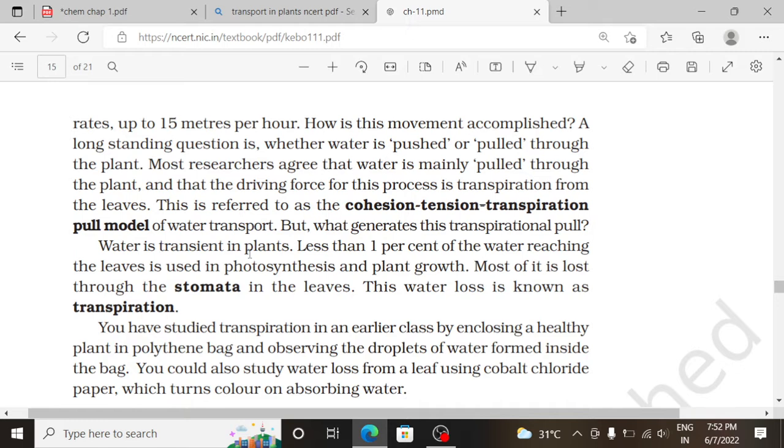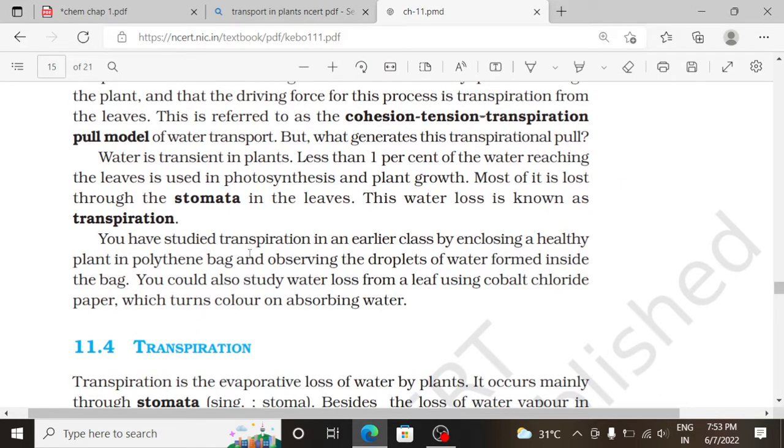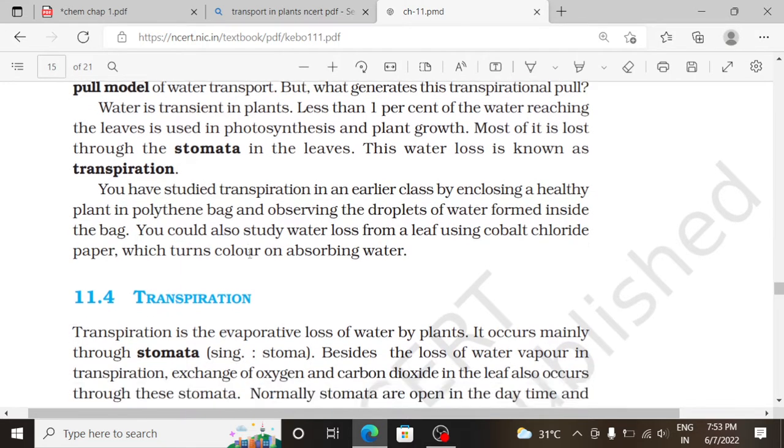But what generates this transpirational pull? Water is transient in plants. Less than 1% of water reaching the leaves is used in photosynthesis and plant growth. Most of it is lost through the stomata in the leaves. This water loss is known as transpiration. You have studied transpiration in an earlier class by enclosing a healthy plant in a polythene bag and observing the droplets of water formed inside the bag. You could also study water loss from a leaf using cobalt chloride paper, which turns color on absorbing water.